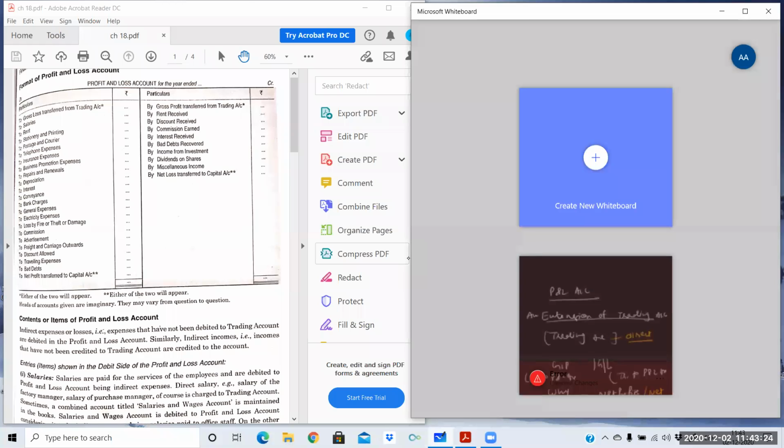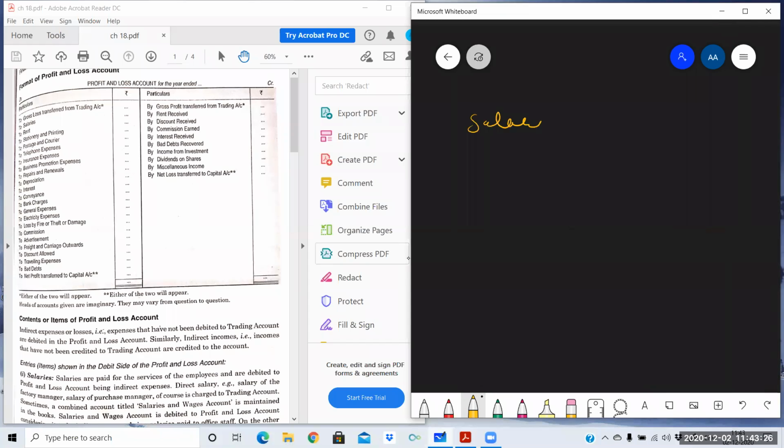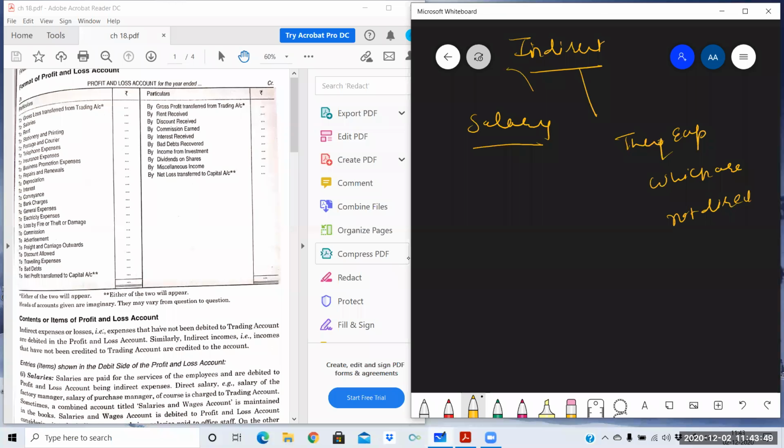But apart from direct expenses, some more expenses are there which a businessman needs to pay. For example, salaries we have not considered, and all these expenses are the indirect expenses. So what is the definition of indirect expenses? The expenses which are not direct are known as indirect expenses.